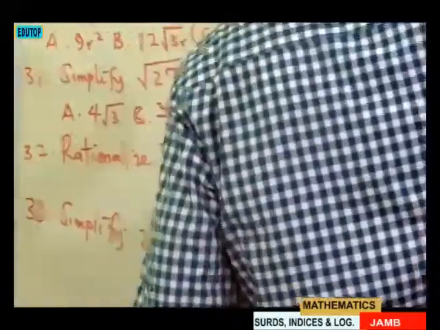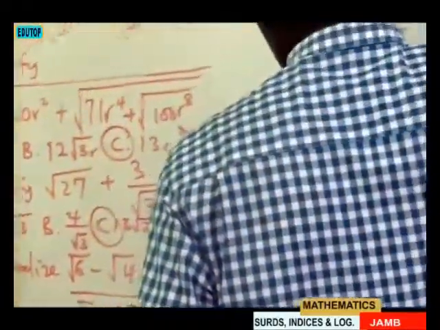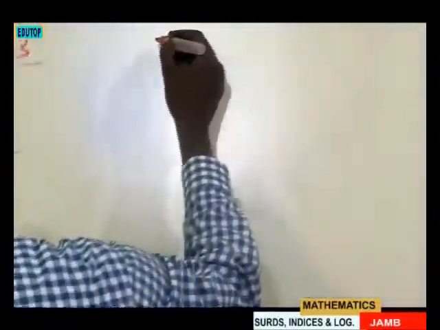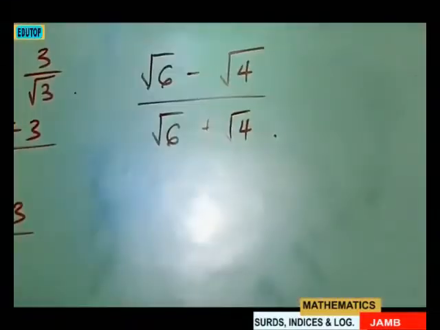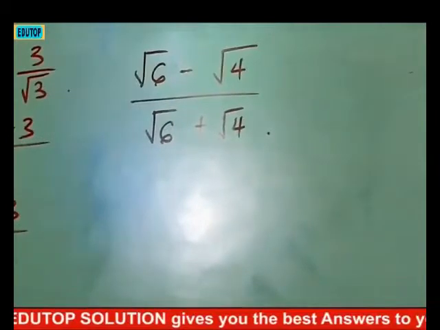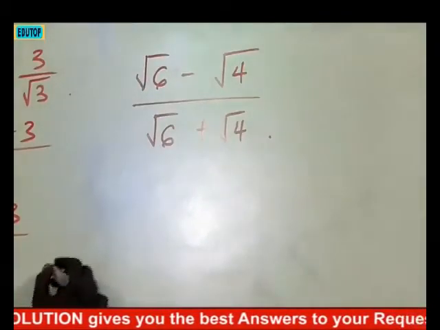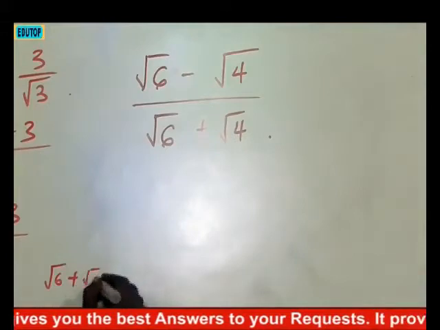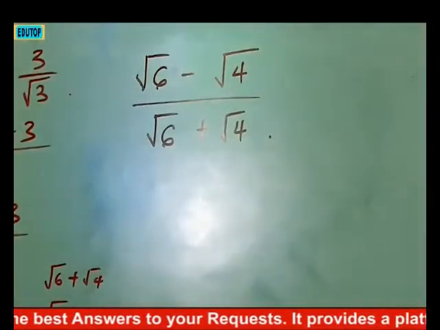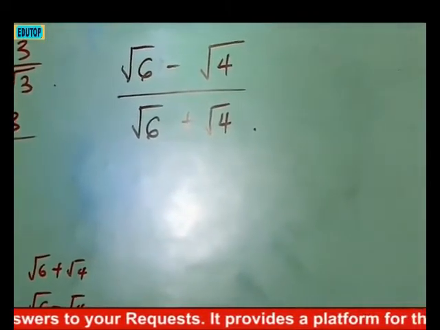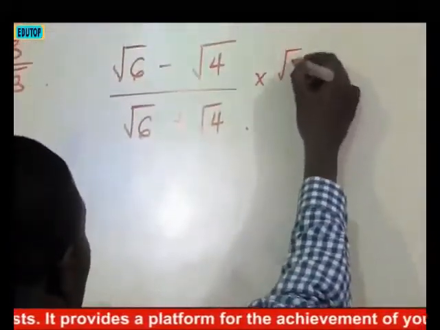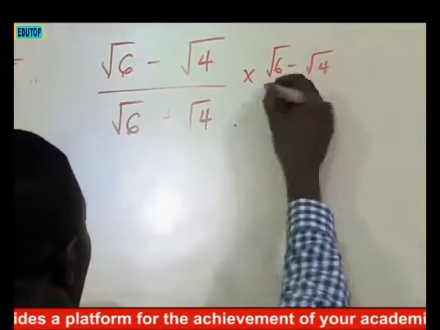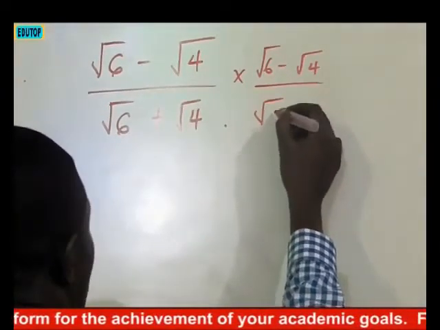As you rationalize this, you have root 6 minus root 4 over root 6 plus root 4. This is a conjugate type of sort, so you go and pick the conjugate. What would definitely be the conjugate of root 6 plus root 4? The conjugate will be root 6 minus root 4. So we form a fraction of that conjugate, like this, and use it to multiply. So we have root 6 minus root 4 over root 6 minus root 4.